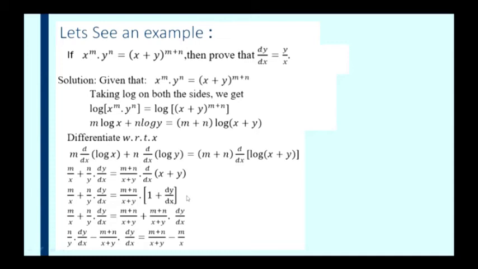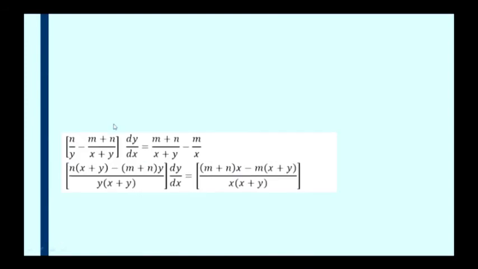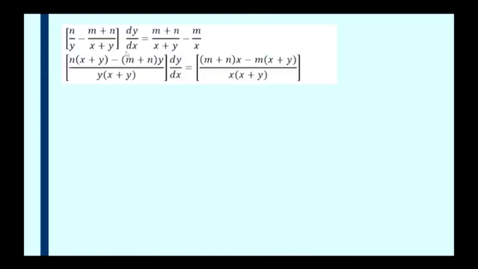Then what we can do? We can take dy by dx common over here. So I can write n upon y minus m plus n upon x plus y, into dy by dx, equal to m plus n upon x plus y minus m upon x. So in the brackets I will be taking LCM. So LCM will be y into bracket x plus y. Over here I will be cross multiplying. So that will be n into bracket x plus y minus m plus n into bracket, and then multiplied by y, dy by dx equal to. RHS also I will be doing the same thing, taking LCM.